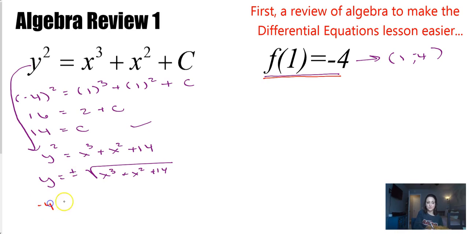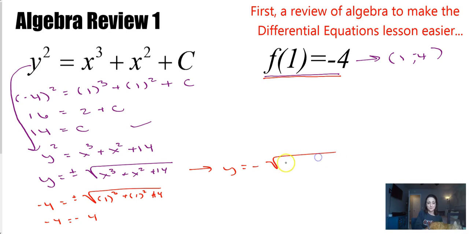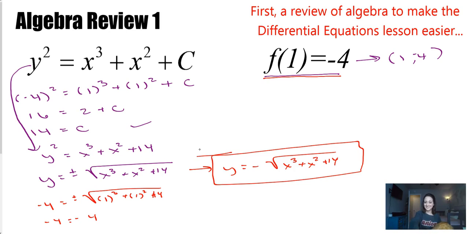So I'm plugging in -4 for y, got my plus or minus. I'm plugging 1 in for x, so 1 cubed plus 1 squared plus 14. Well, that's 16 under the radical, which square root of 16 is 4. Well, I want -4 to equal -4, right? So I want to take the negative branch. So my final answer is y equals -square root of x cubed plus x squared plus 14. And that's the algebra part of a differential equation.